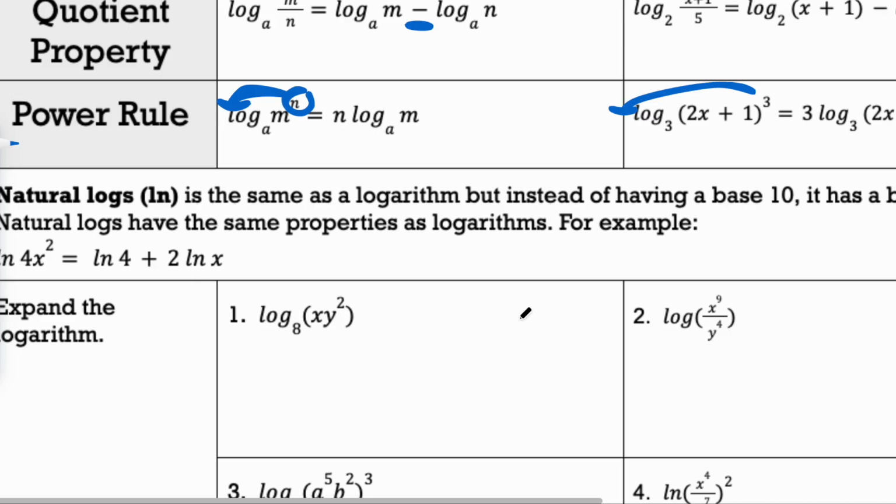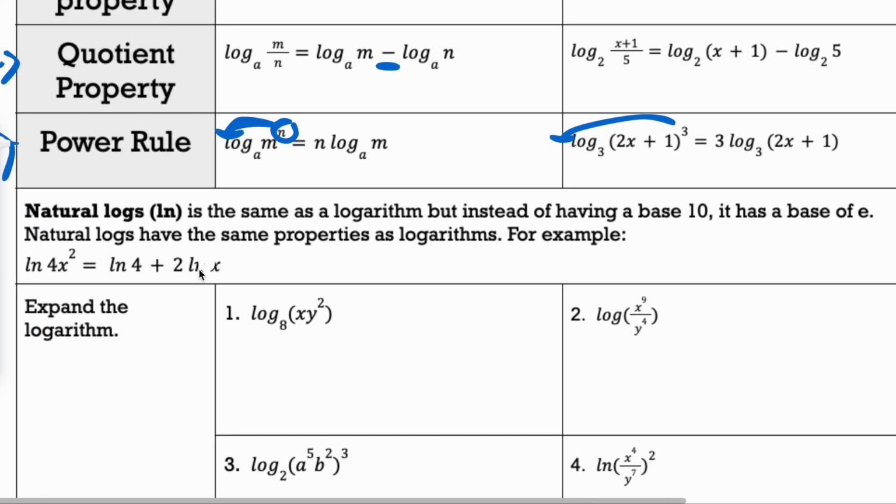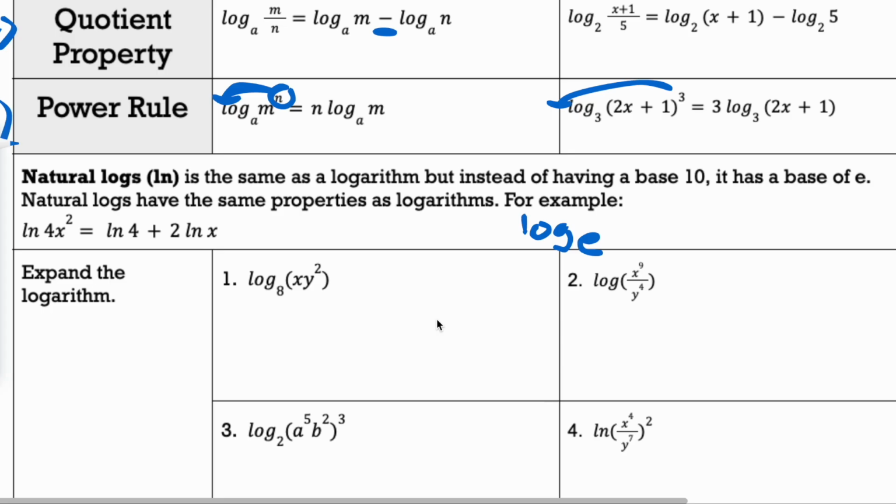Now, just as a side note, natural logs are the same thing. When you see this ln, you can think of it as log base e. And I believe we talked about e before. e is just 2.71 or something like that. It's just saying log base e of something. So when you see ln, it's just called the natural log. That's all it means.